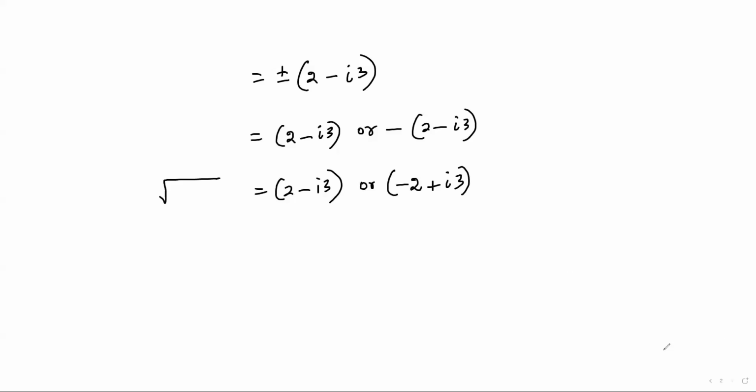So the square root of the complex number negative 5 minus 12i is equal to 2 minus 3i or negative 2 plus 3i. I think this video helps you to understand how to find the square root of a complex number easily. Thank you.